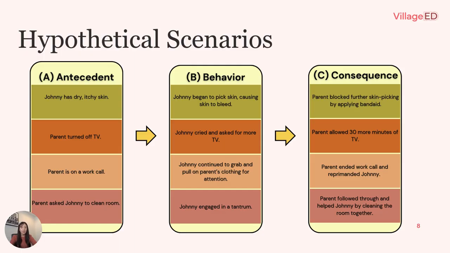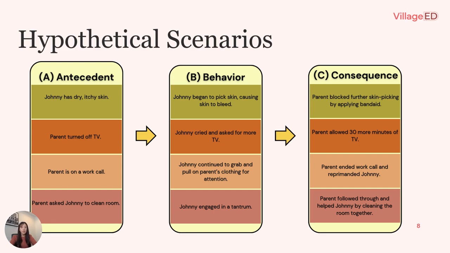The second scenario says A, parent turned off TV. B, Johnny cried and asked for more TV. C, parent allowed 30 more minutes of TV. And with this information, I can hypothesize that Johnny might have engaged in crying for access to tangibles, which in this case might be access to more TV.